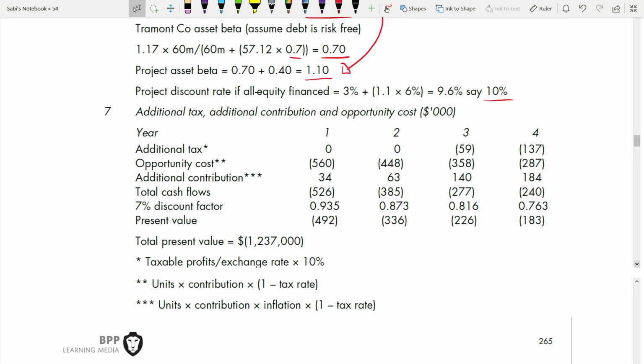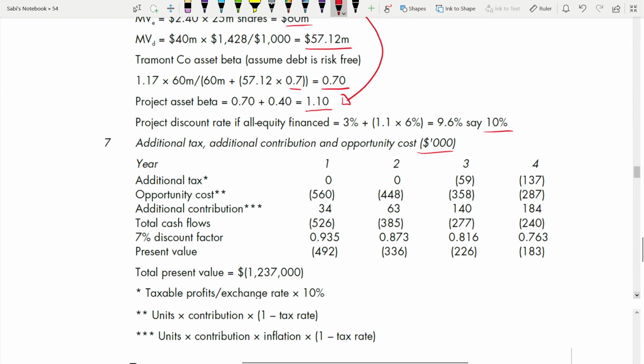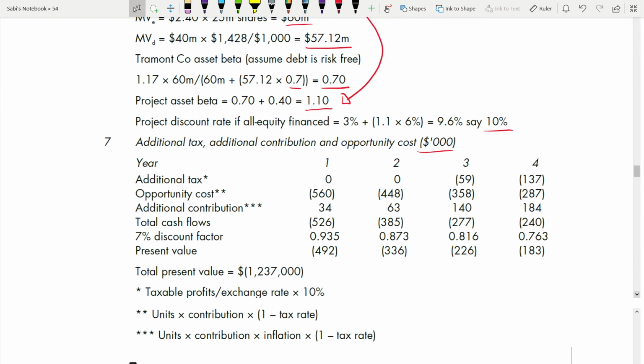Additional tax, additional contribution, opportunity cost, here also in dollars, 3,000, years 1, 2, 3, 4. No need to worry about year zero here, okay? It is only for your net present value. Here you can start from 1. So additional tax which you have to pay in US. Of course, the first two it will be zero only. 59 and 137. If you see there's a star mark. Why? How have they got that 59 and 137? They are showing that.